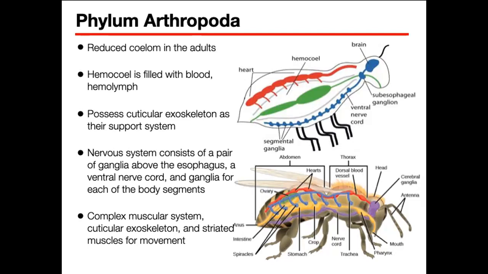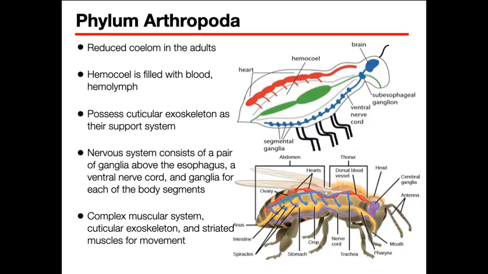And they possess this cuticular exoskeleton as their support system, mainly to separate it from its external environment. Yung nervous tissue niya din is very distinct, very advanced. It has a pair of these ganglia above the esophagus. It has this ventral cord and the ganglia for each of these body segments. So talagang separate yung nerve cords that's in these body segments.